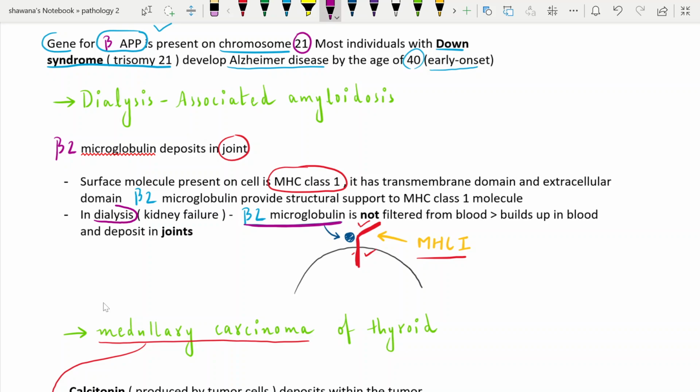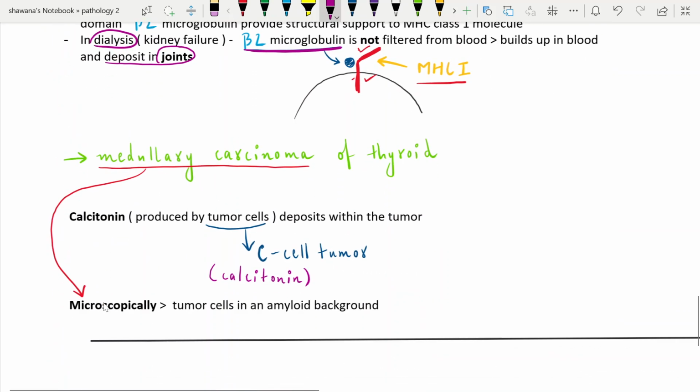When there is dialysis going on in case of renal failure, this beta 2 microglobulin is not filtered from the blood because the kidney is not functioning and the person is on dialysis. When the beta 2 microglobulin is not filtered, its level in the blood will increase and it will deposit in the joints as amyloid. So this was the history or the context of dialysis associated amyloidosis.